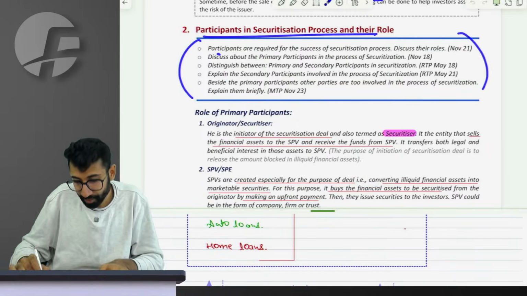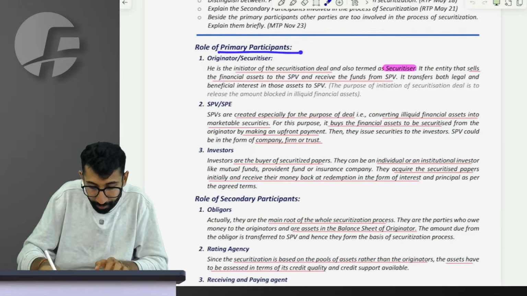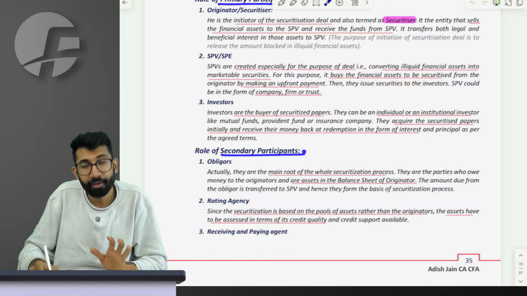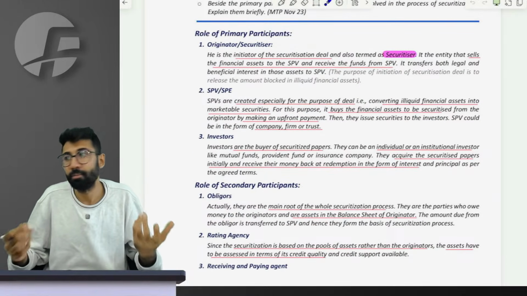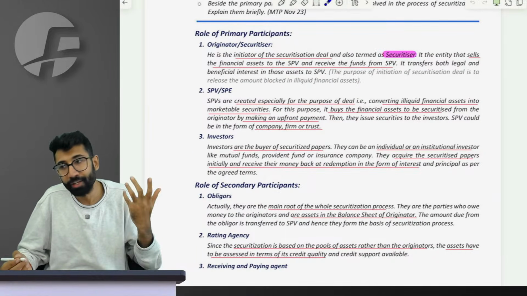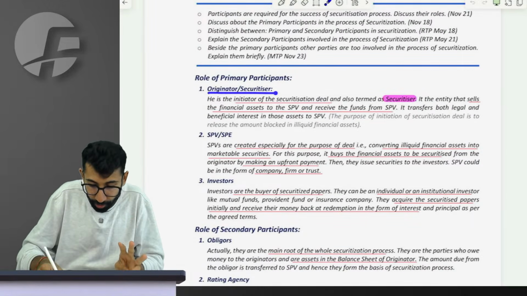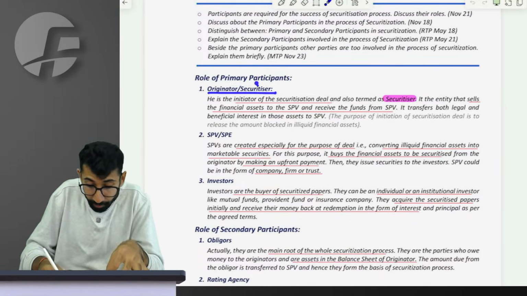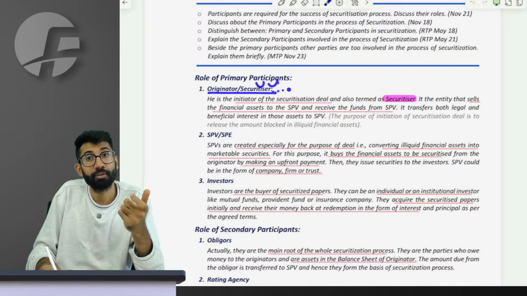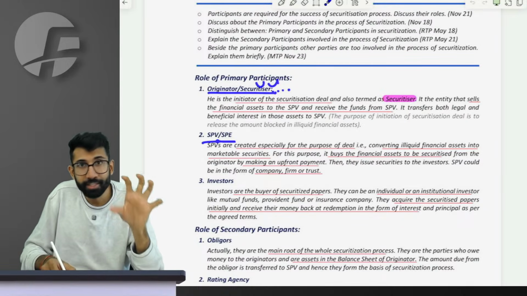The institute asks this in various ways. Sometimes it asks for the primary participants, sometimes for the secondary, sometimes in some other way. Perfect. So let us proceed. Sir, there are three primary participants: the originator, also called the securitizer, then the SPV, the middleman, then the investor.